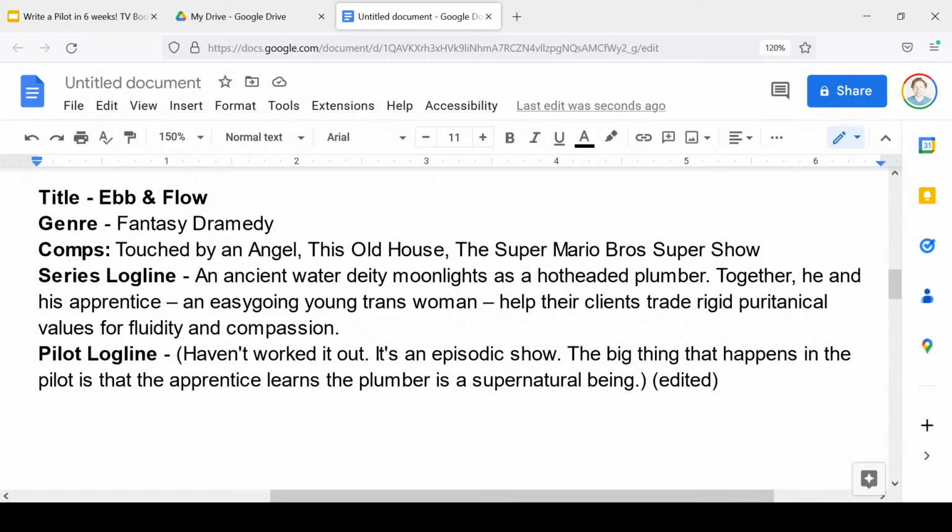Yeah, I really like this. Just clarify the series logline on what they're actually doing. Don't give us the implications of what they're doing. That's what they do alongside fixing the problem of the week. And maybe you could explain it in those terms, like as they fix the plumbing problem of the week, they never miss an opportunity to spread their fluidity and compassion.